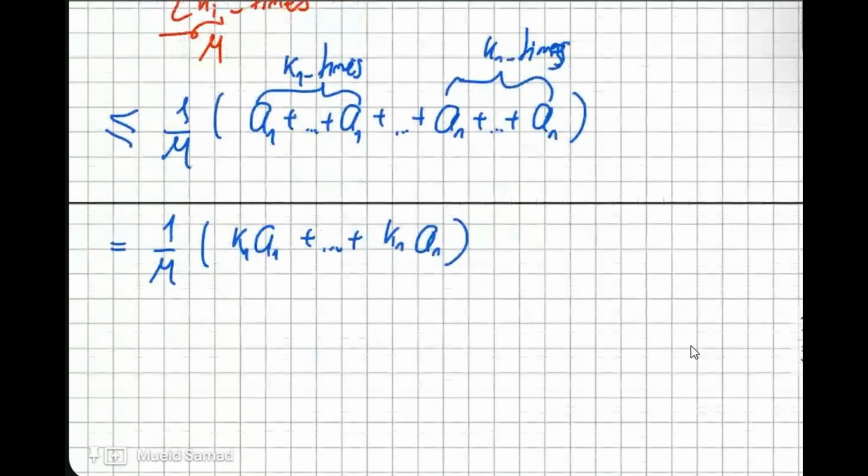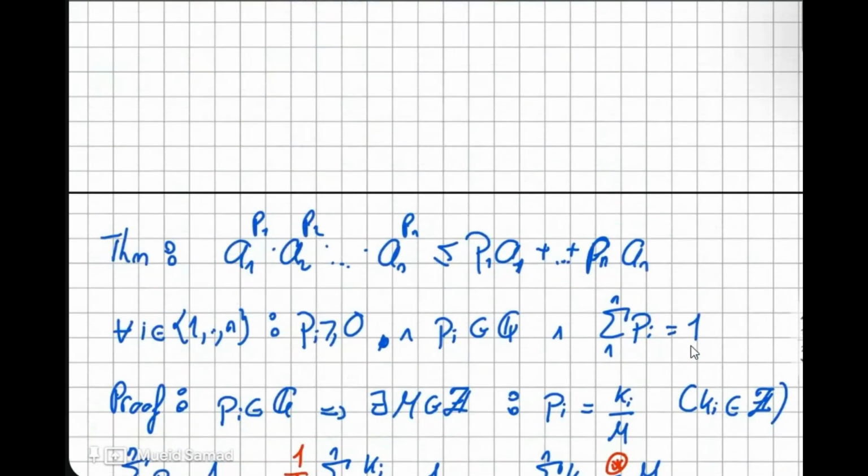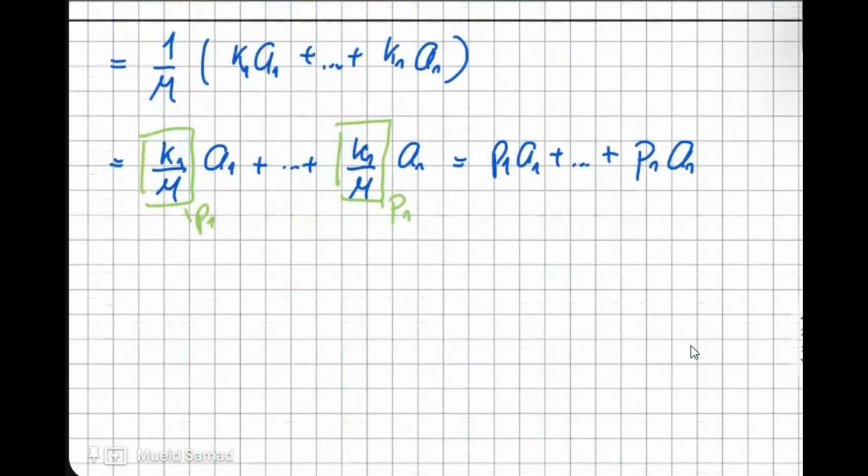So now we distribute the 1 over m for all of these summands, and then we have k1 divided by m times a1 to kn divided by m times an. Now, we know from above, we have established this already, that's just p1, and that is pn. So we have p1 times a1 till pn times an, thus finishing our proof with the right-hand side. And that's it.